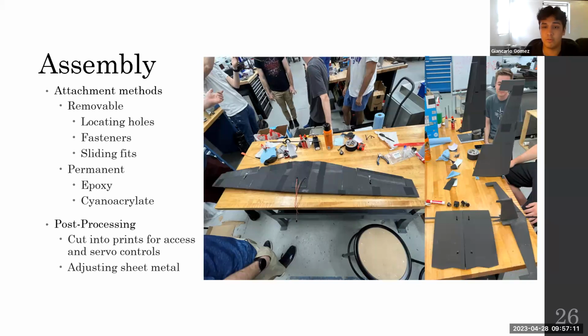Post-processing, a lot of the work was cutting access hatches into the fuselage. An access hatch on the side of the fuselage was cut to allow us to access the electrical components, and another access hatch was cut at the top of the fuselage to allow us to access the battery. The adjusting of the sheet metal was also done post-processing, and this was to make sure that the plane had enough clearance in the front with the propeller and that it was level.